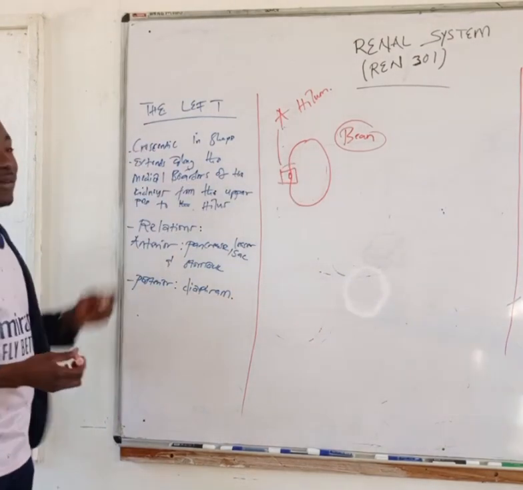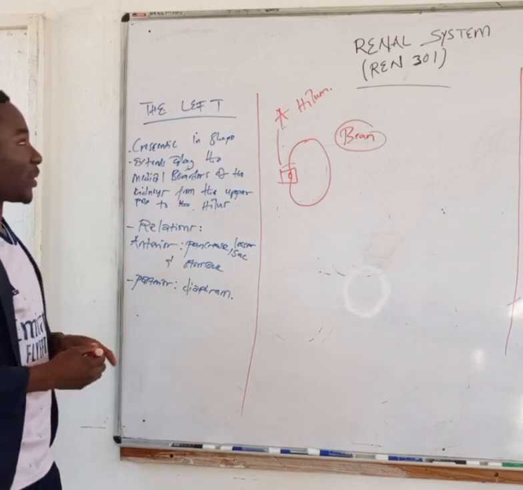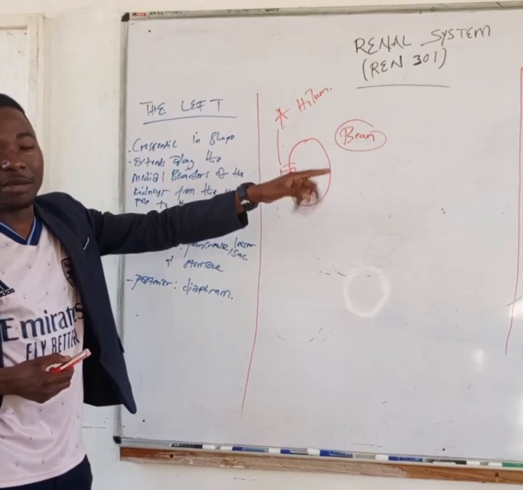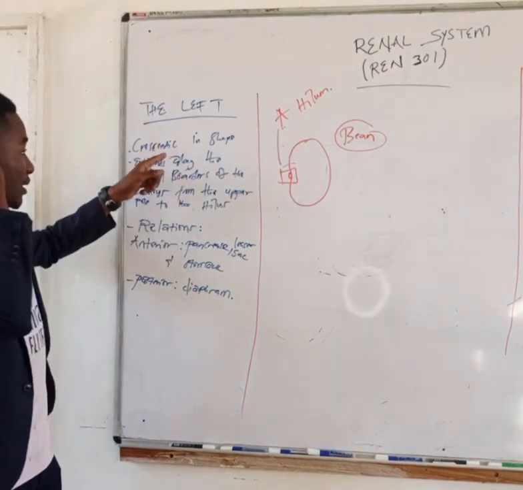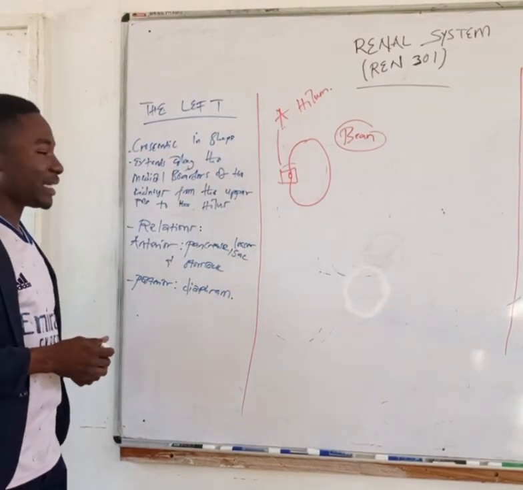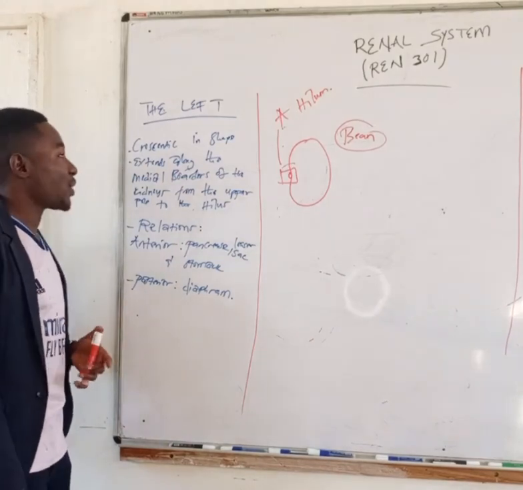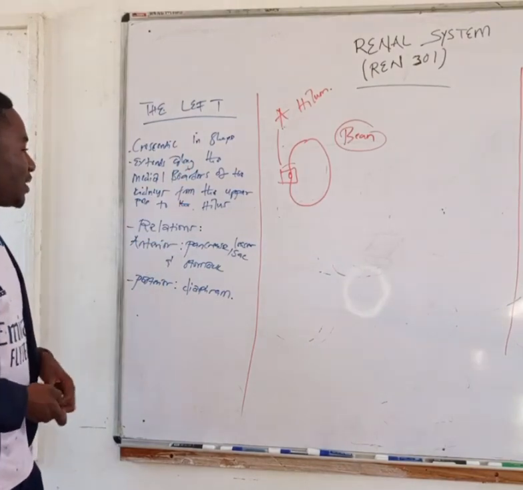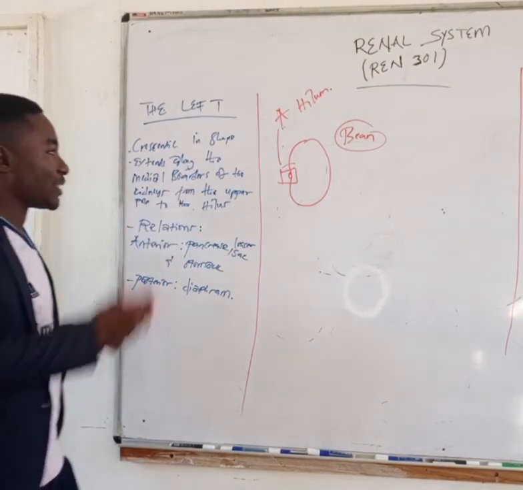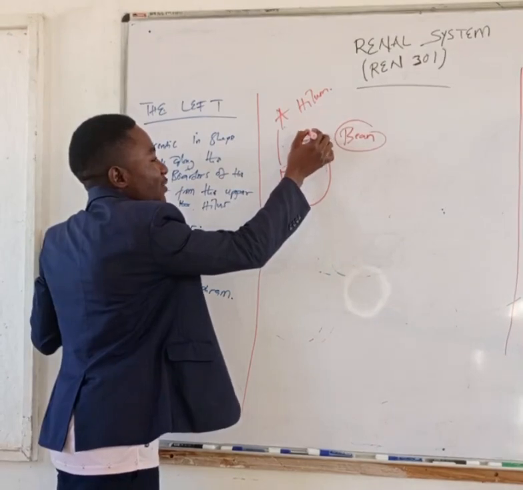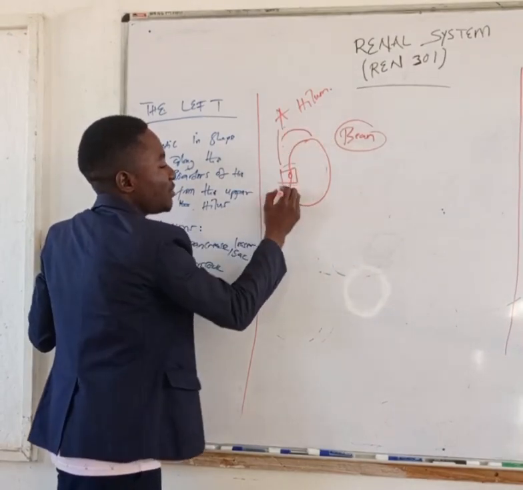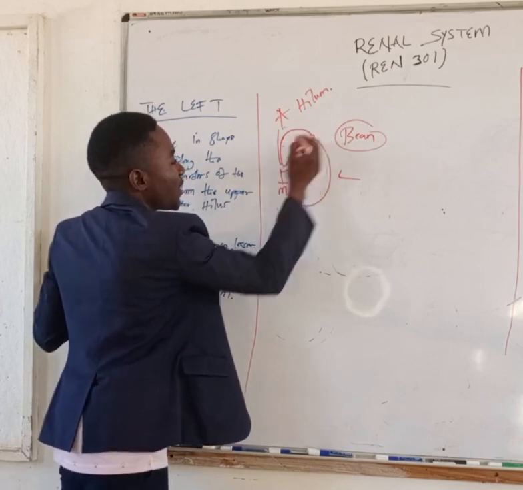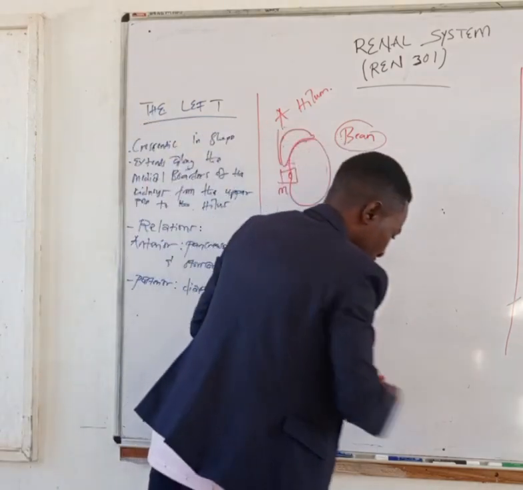So this is the left kidney, and for the left suprarenal gland, the shape is not pyramid. The pyramid is for the right. For the left, the shape is crescentic. It extends along the medial border of the kidney from the upper pole to the hilum. So it is like this. This is the medial border of the kidney. This is medial, this is lateral. So the medial border, it will be like this. This is how the left suprarenal gland is.